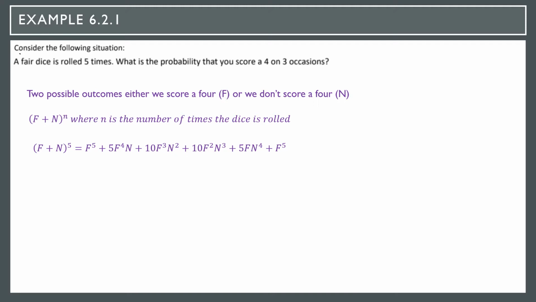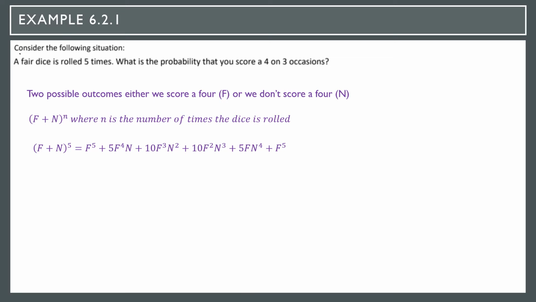As mentioned earlier, if we are considering an expression where a + b, or f + n in this case, is equal to 1, then the expansion can be used to represent a probability distribution. Here the probability of scoring a 4 on a fair dice is 1/6, and the probability of scoring anything but a 4 when rolling a fair dice is 5/6. These do sum to 1, and therefore the above expansion can be used to find probabilities for this particular scenario.